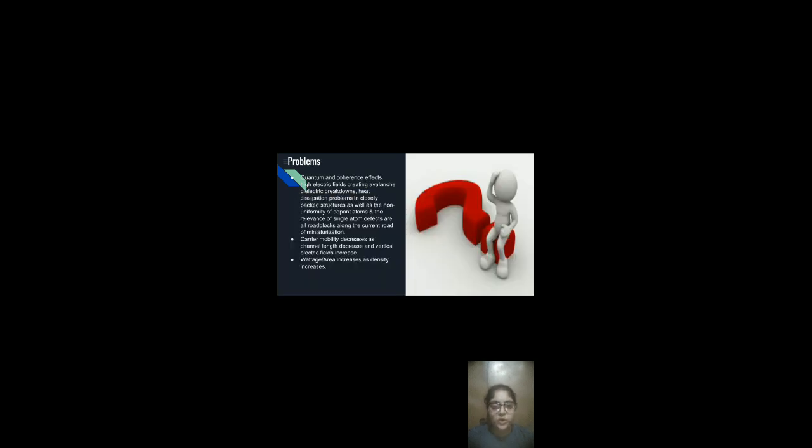Alright, so here come the problems. First is quantum and coherence effects, high electric fields creating avalanche dielectric breakdowns, heat dissipation problems in closely packed structures, as well as the non-uniformity of dopant atoms and the relevance of single atom defects are all roadblocks along the current road of miniaturization. Okay, this is the first problem.